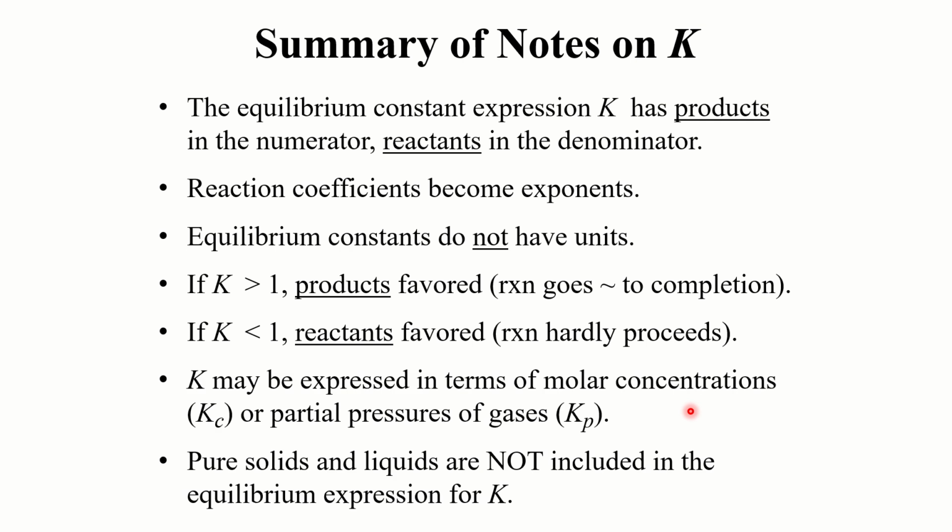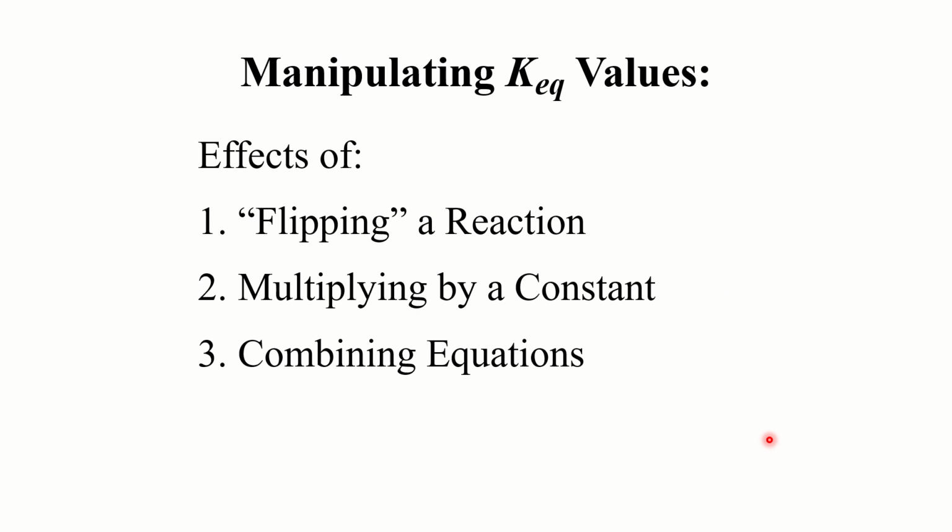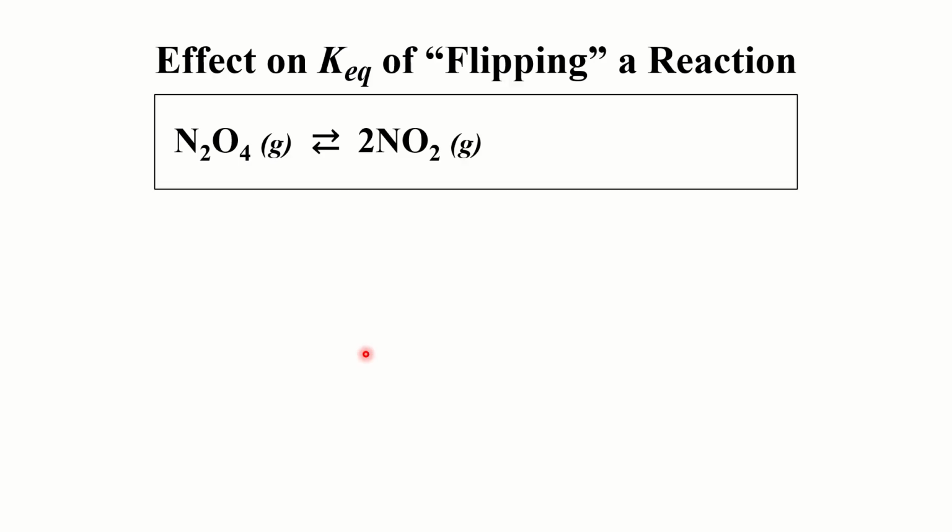The reaction hardly proceeds. K can be expressed in terms of molar concentrations, Kc, or partial pressures of gases, Kp. Pure solids and liquids are not included in the equilibrium expression for K. All right, and we're going to end today's lecture by looking at how we can manipulate KEQ values. We're going to look at three things: the effects of flipping a reaction, multiplying by a constant, and combining equations.